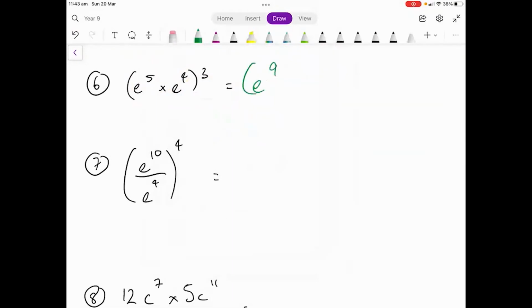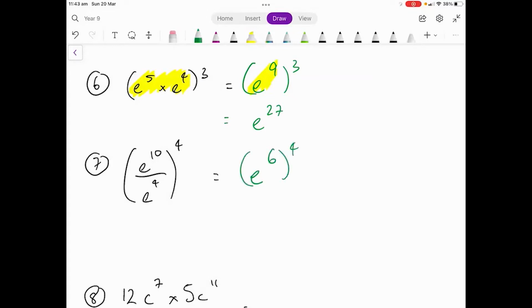Question 6, according to my order of operations, I work inside the brackets first. So that's multiplication. So 5 plus 4 gives me e to the power of 9. I leave the brackets and the power to a power alone. And then I multiply the powers to get rid of those brackets. That gives me e to the power of 27.